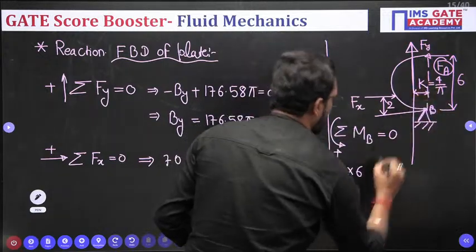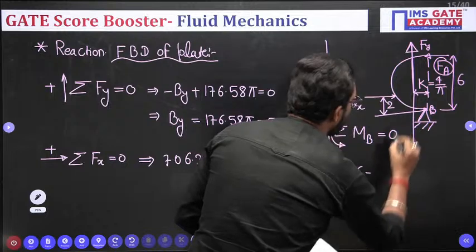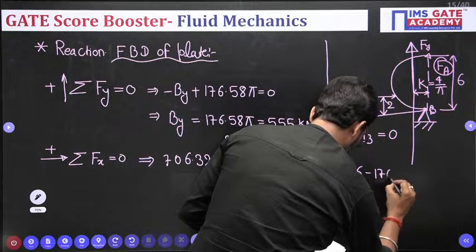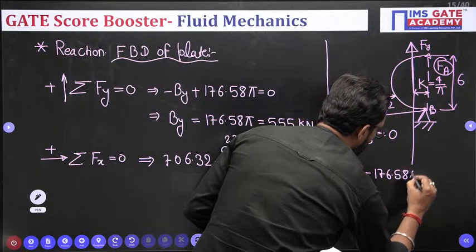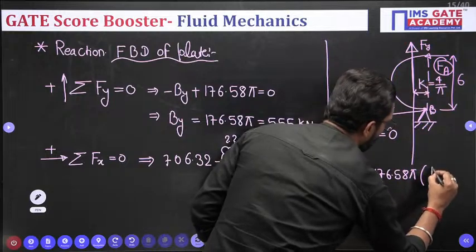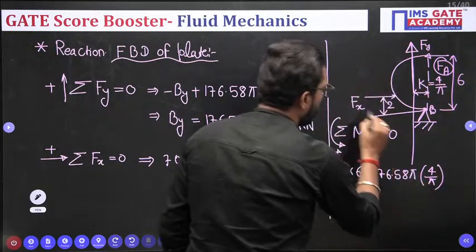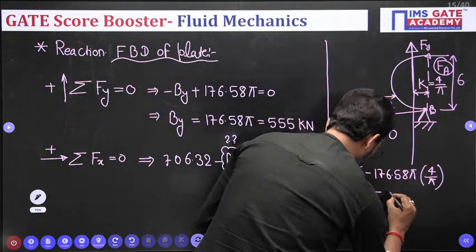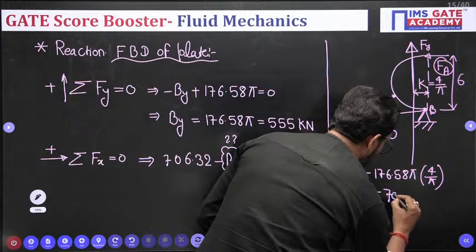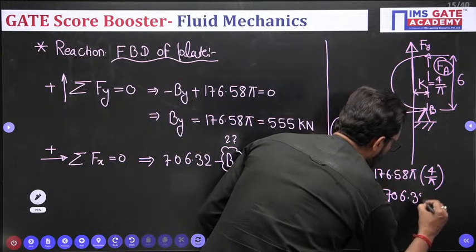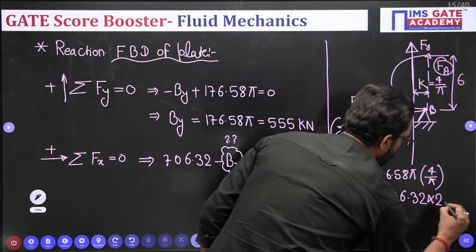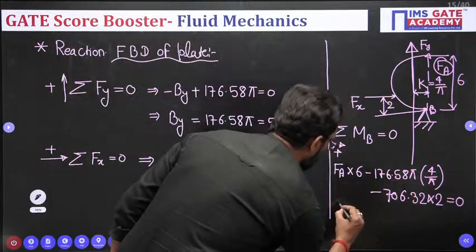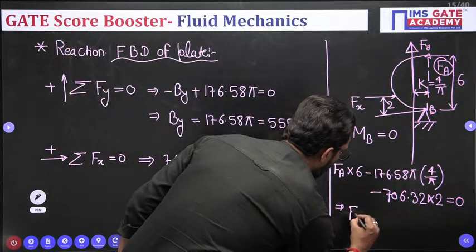If you take this negative, minus of Fy, it is 176.58 pi into the distance 4 by pi. This is also negative, minus of Fx, that means 706.32 into 2. This is equal to 0. So from here you can easily find what is the force at A.